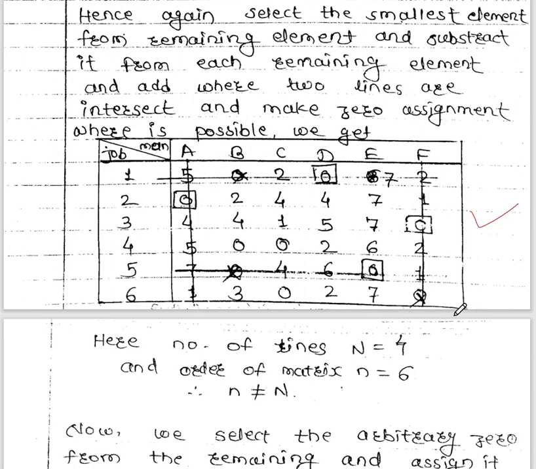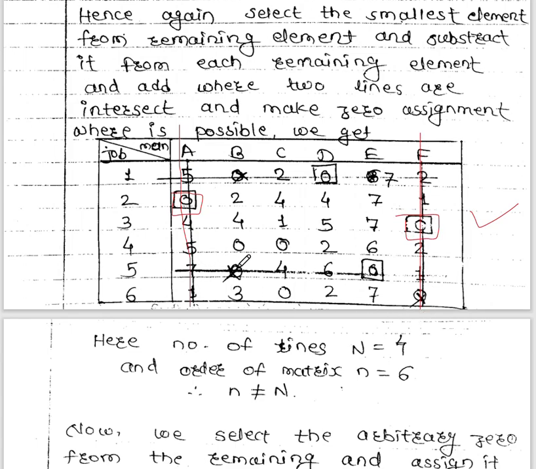Now you can make the zero assignment in each row. First we will go row wise. In the first row there are two zeros, therefore we cannot make a zero assignment here. In the second row there is only one zero, therefore we can make a zero assignment and cross the first column. In the third row there is only one zero, therefore we can make a zero assignment here and cross this column.